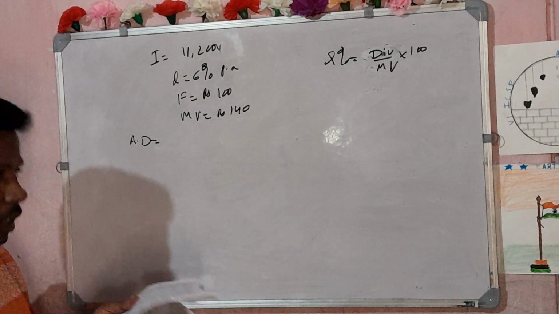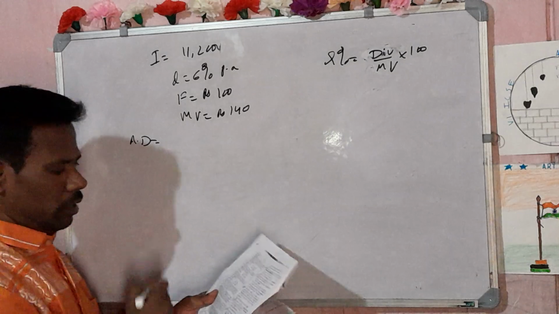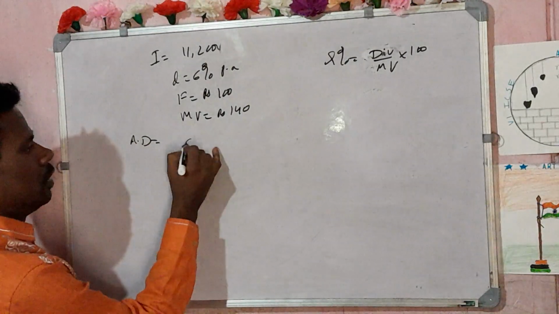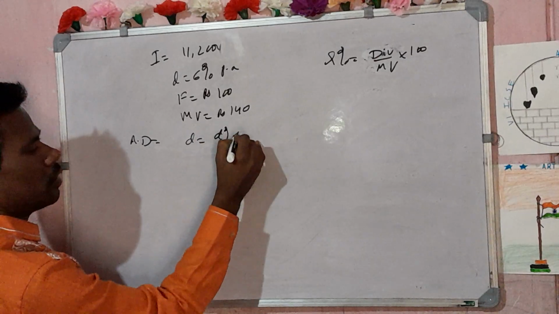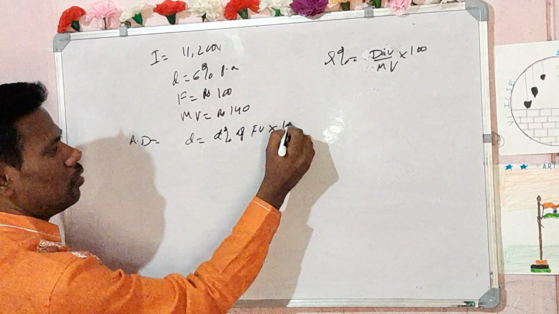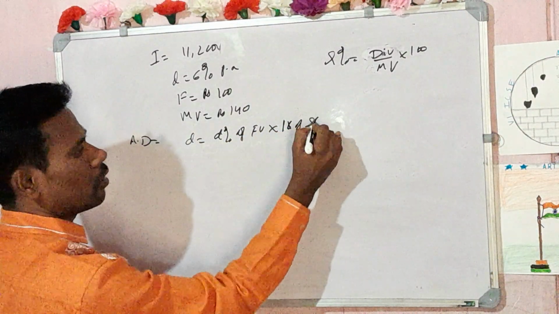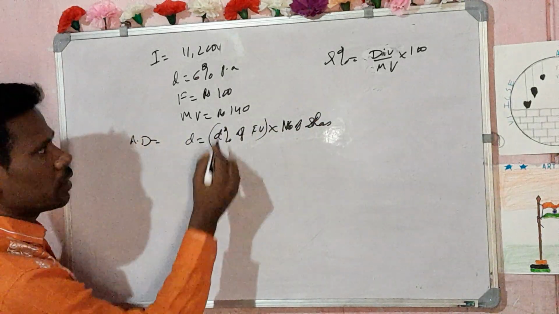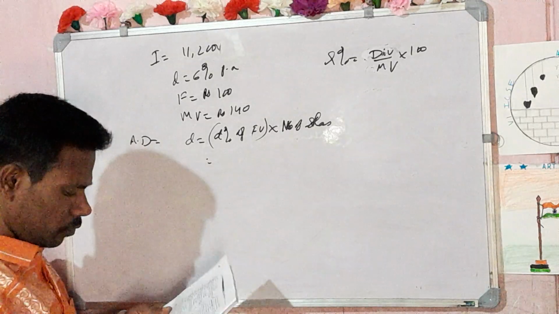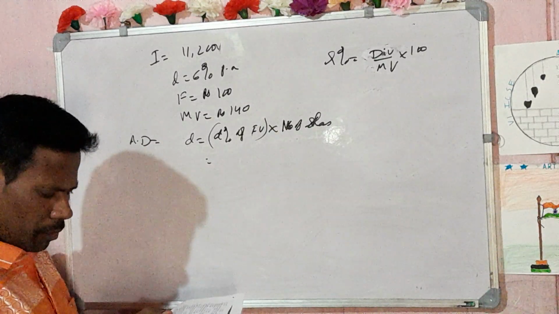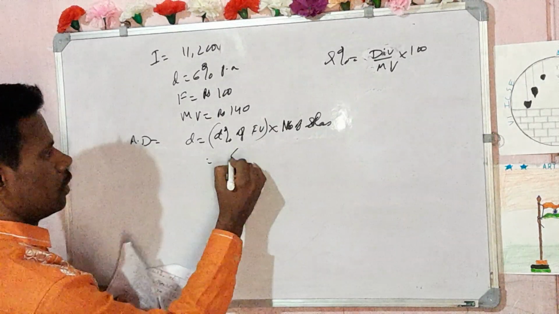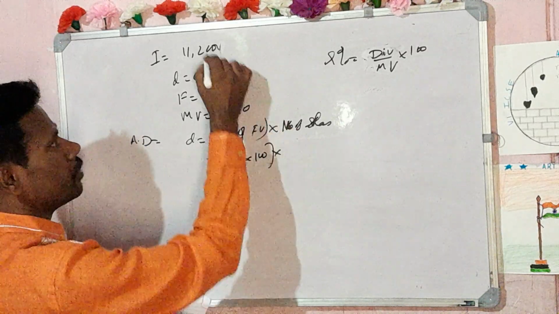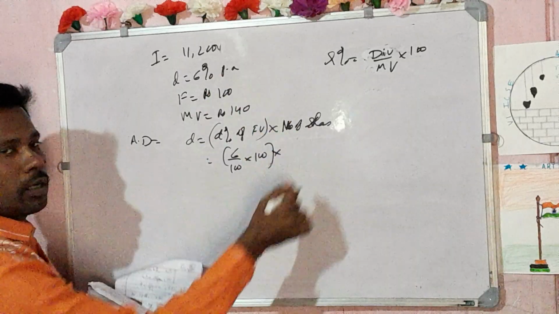So annual dividend: what is the formula we should apply for dividend? Dividend is equal to dividend percentage of face value into number of shares. Dividend percentage is already given as 6%, paying 6% per annum. 6 by 100 into face value, which is nothing but 100, into number of shares.